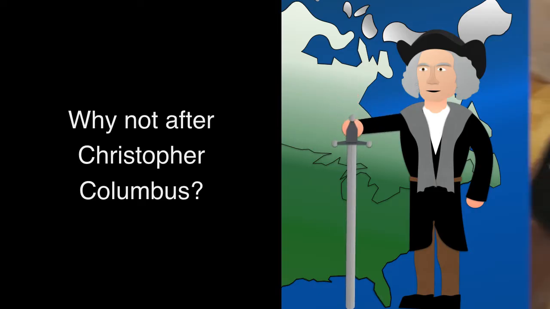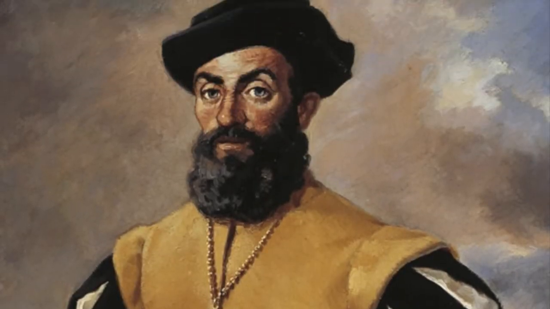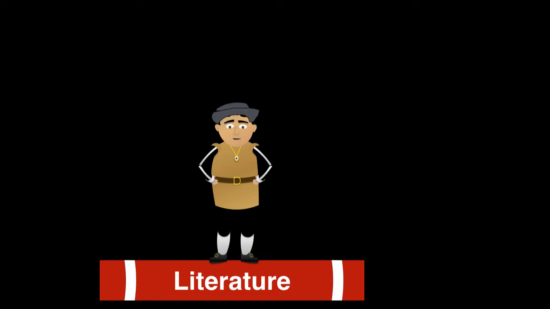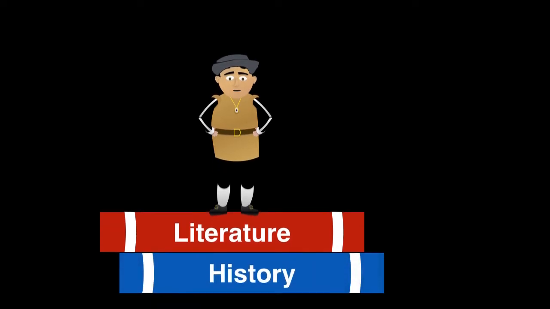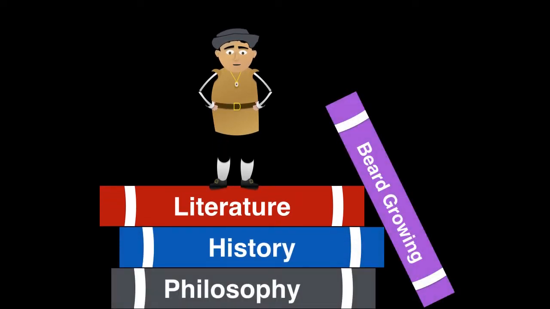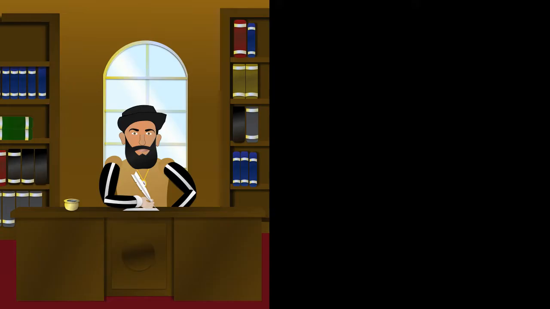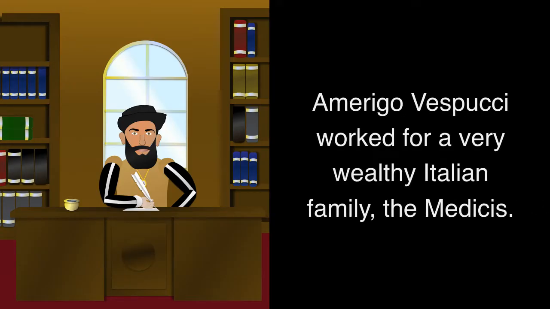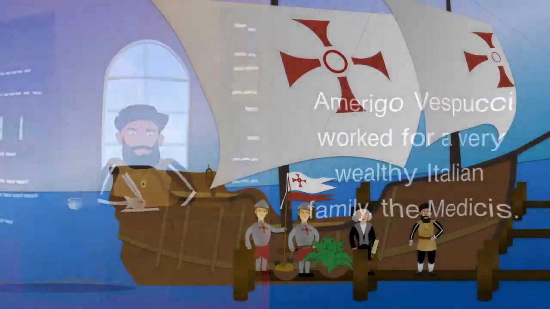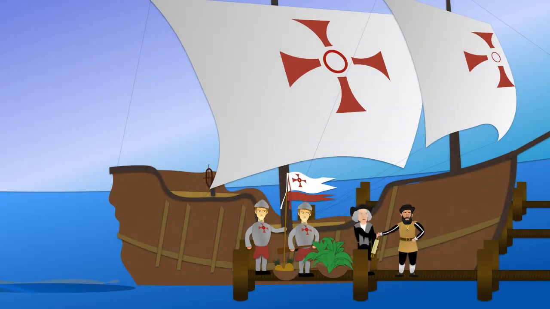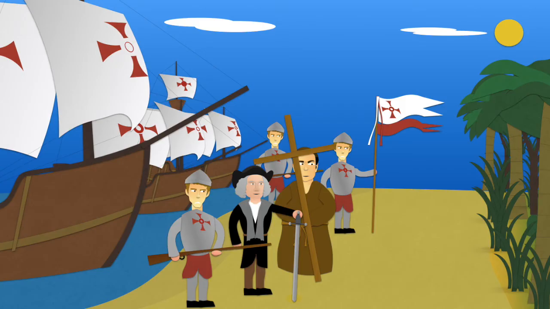Amerigo came from a well-connected family. As a boy, he was educated in the humanities by his uncle and set up for success. He eventually grew up and worked for a very wealthy Italian family, the Medicis. The family acted as a bank and invested lots of money across Europe. Amerigo eventually moved to Spain, where he worked in the shipping industry, and there's even a chance that he met Christopher Columbus in person. Eventually, Amerigo would become a sailor himself.